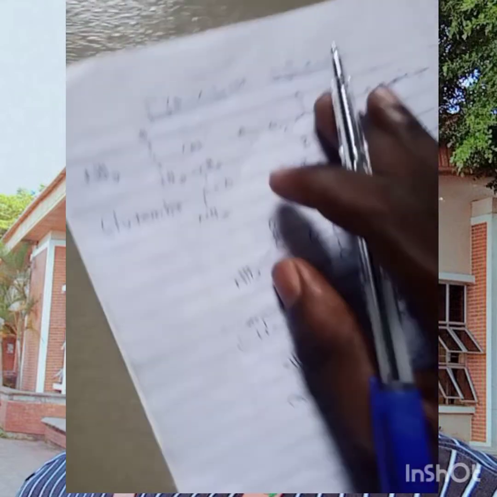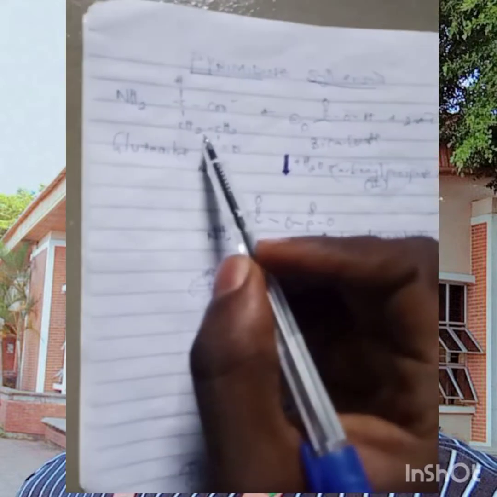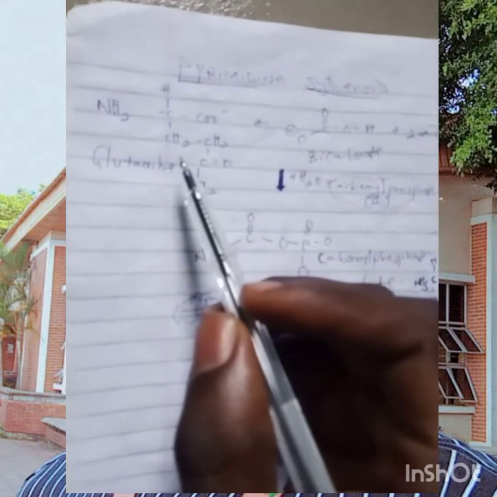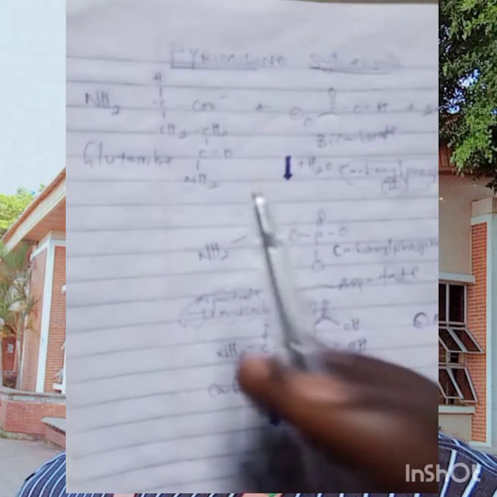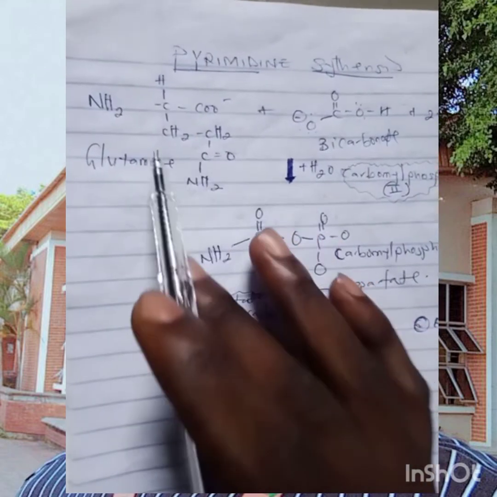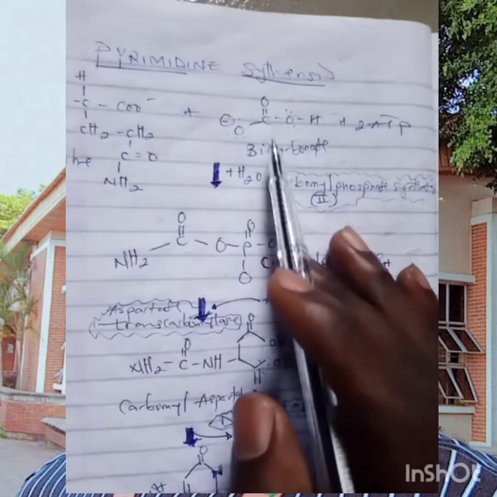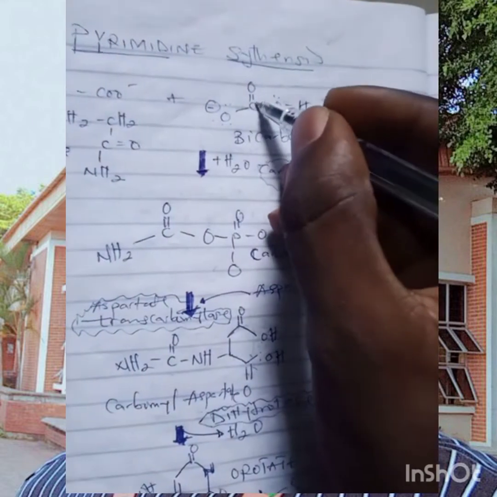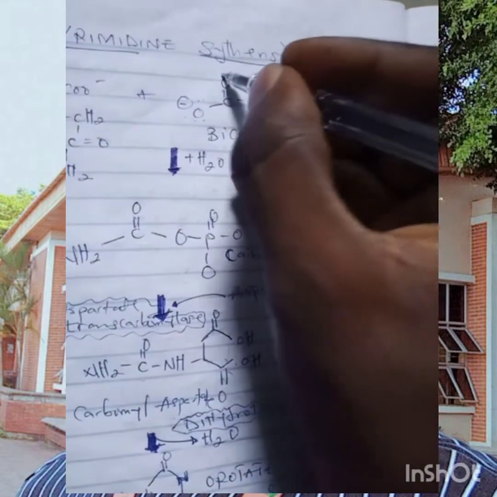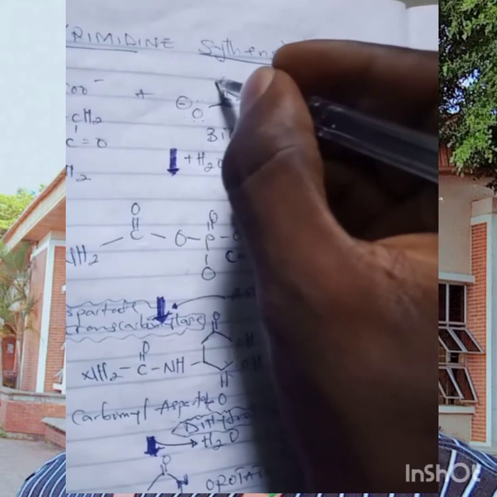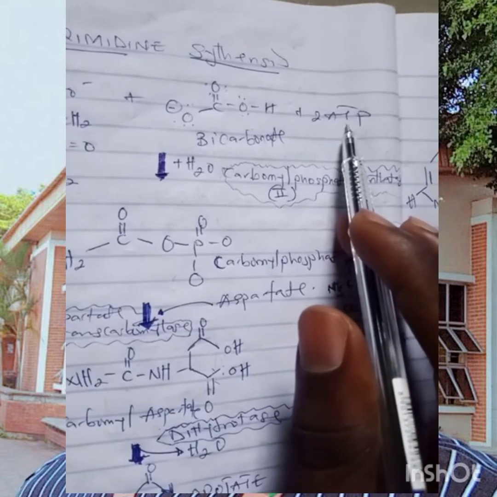Here we have our glutamine, which is known to be an amino acid. I think this should not be so new to you. This is glutamine, which is an amino acid. And here we have a bicarbonate, which has a carbon with a double bond here and also having its lone pair. So this is a bicarbonate, with 2 molecules of ATP.